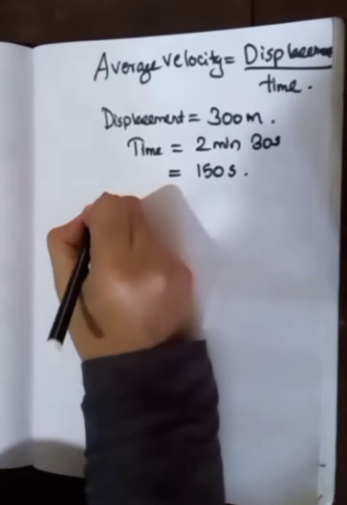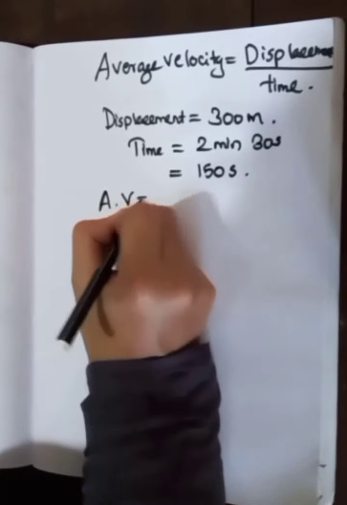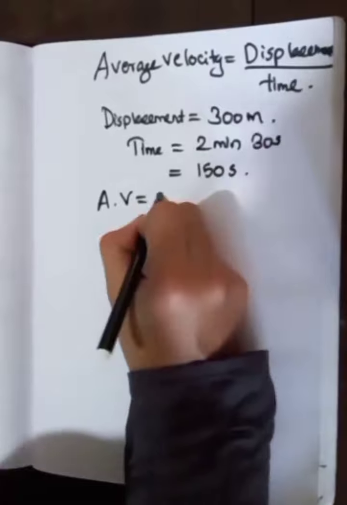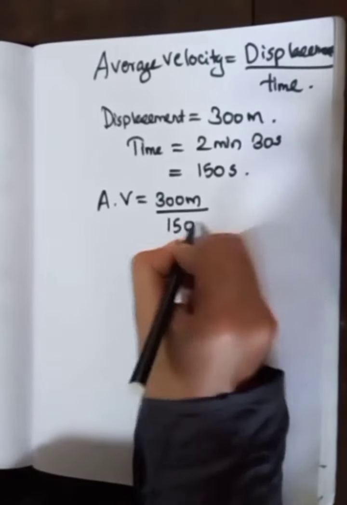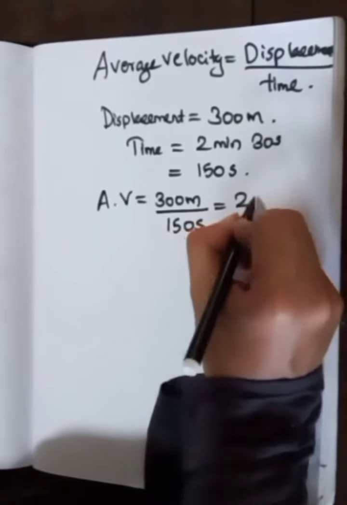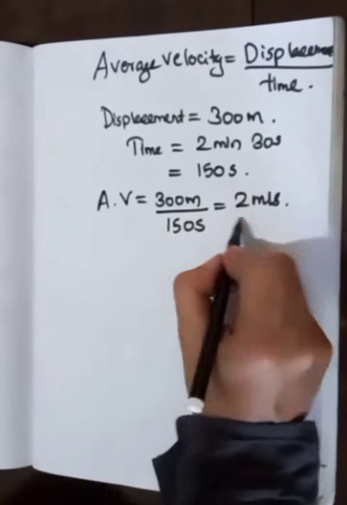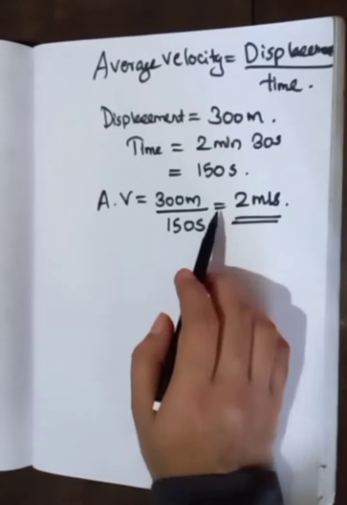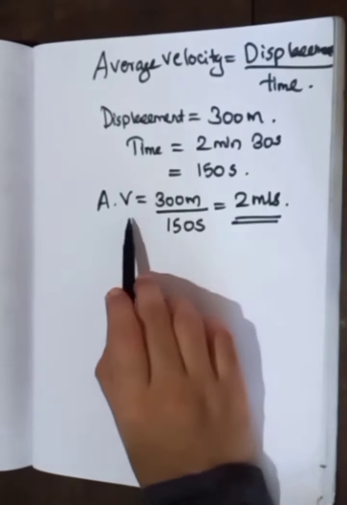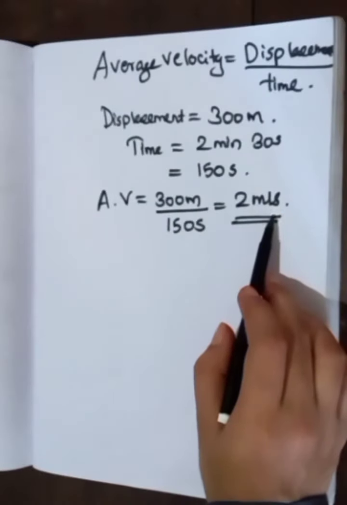Therefore, average velocity is equal to displacement, 300 meter, divided by time, 150 seconds. So it is 2 meter per second. Here the average speed is also 2 meter per second, and the average velocity is also 2 meter per second.